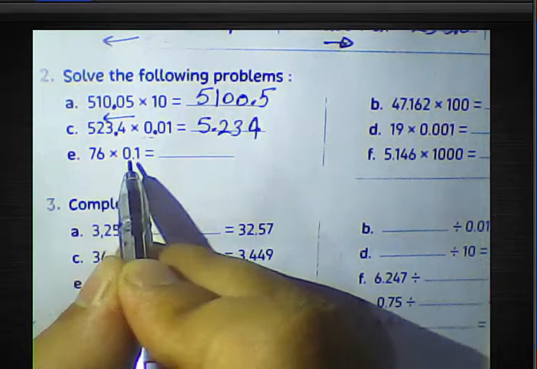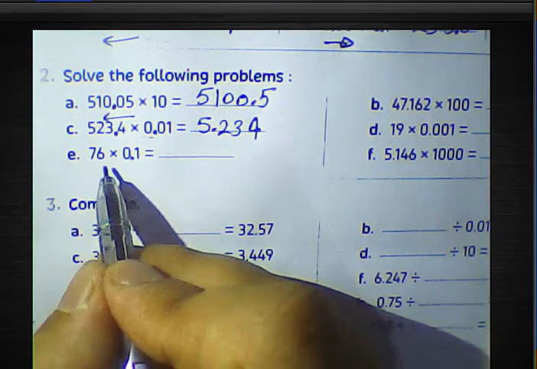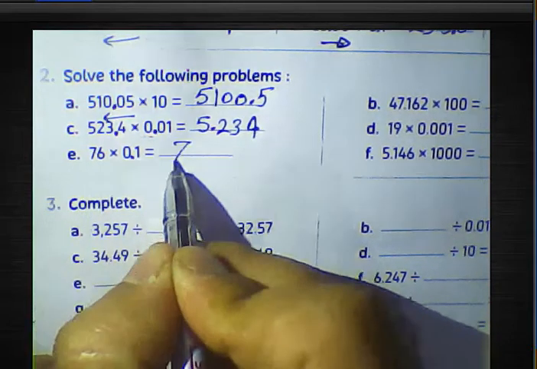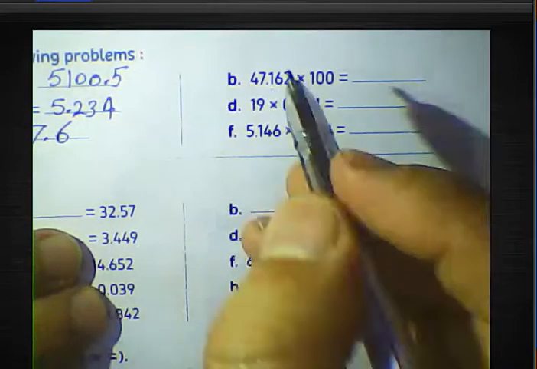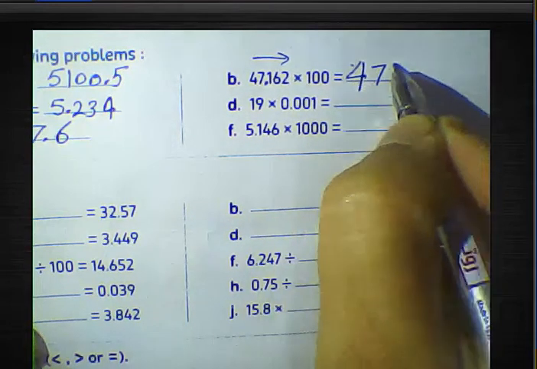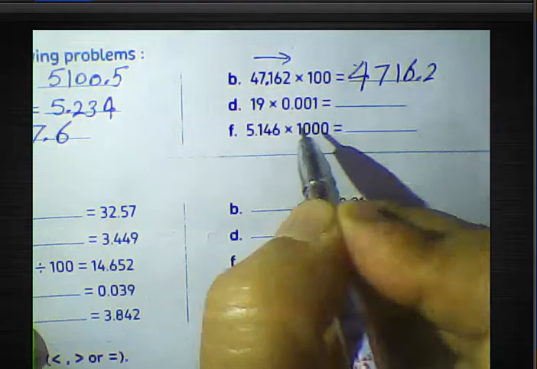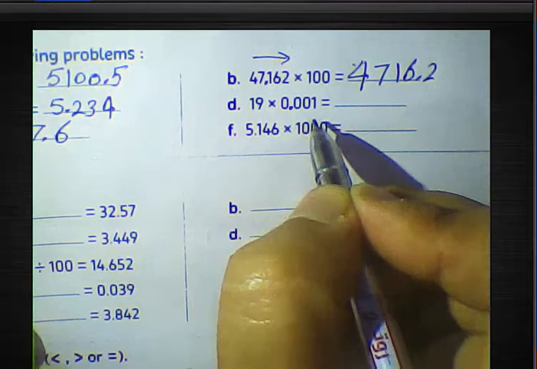5.234. And what about 76 multiplied by 1/10? We must put the point after 1 digit. The result is 7.6. And this example, 47.162 times 100, we must move the point to right hand side by 2 digits. We can write 4716.2.